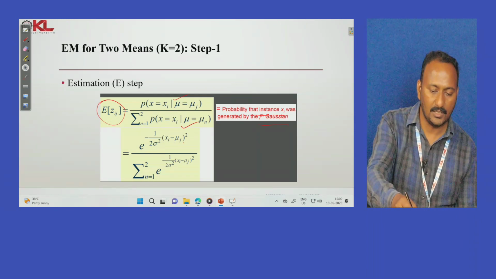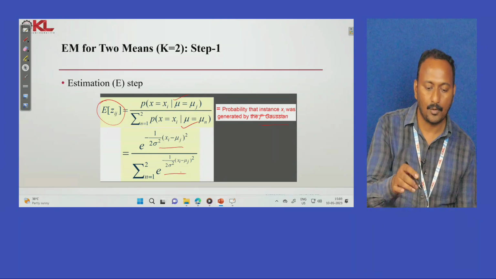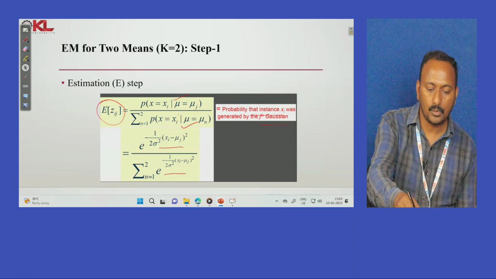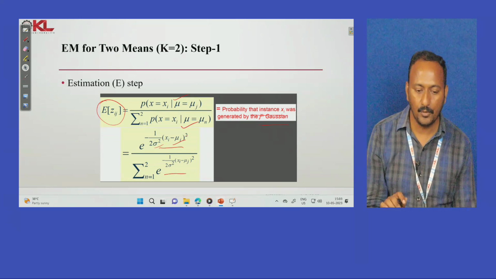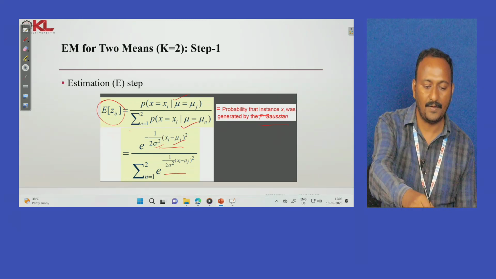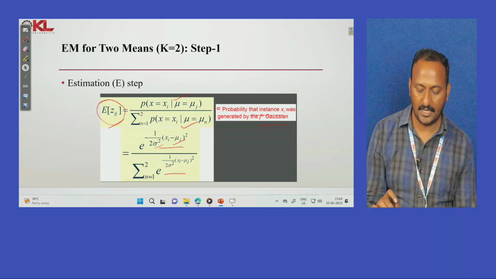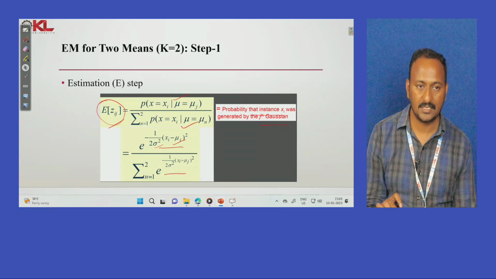We know that these formulas are the probability density functions. To use this one we require the mu value as well as the variance value. With the help of these available mu and variances, we simply find the estimated value for our z. So this is the estimation step.